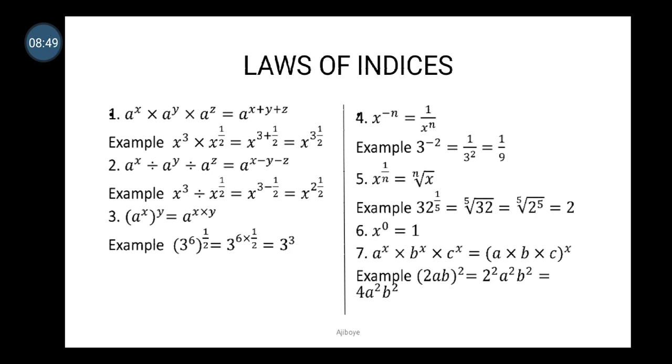The 7th law says that when you are multiplying index numbers of the same index, then you can just simply multiply the bases and take one index. That is, a raised to power x times b raised to power x times c raised to power x is equal to a times b times c, everything raised to the power of x. For example, open bracket 2ab close bracket raised to power 2 becomes 2 raised to power 2, a raised to power 2, b raised to power 2, which eventually will give us 4a squared b squared.